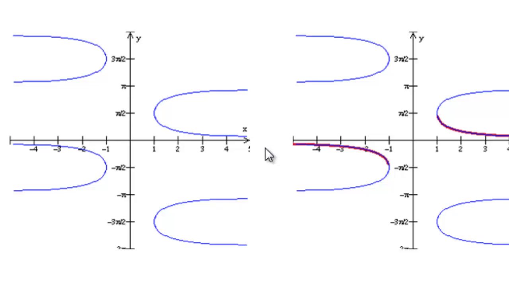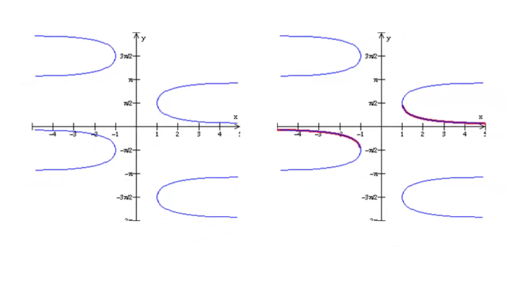Again, our domain is going to go from negative infinity to negative 1, and 1 to positive infinity. And the range here is going to go from negative pi over 2 to 0, but not including 0 where our asymptote lies, and then from 0 up to pi over 2.